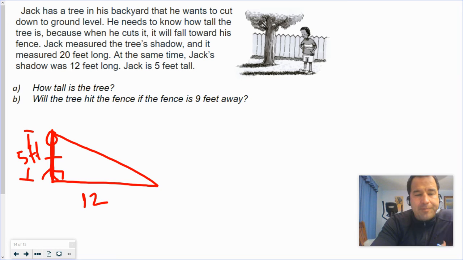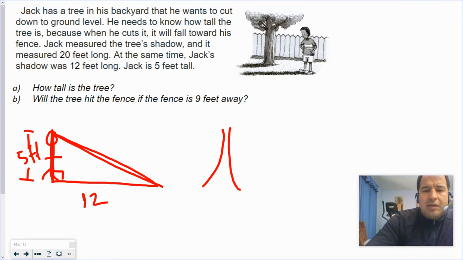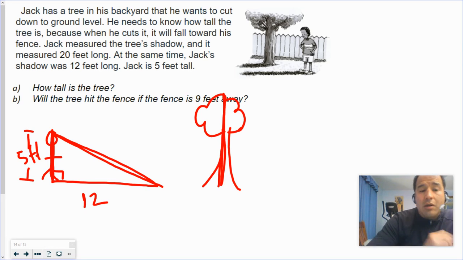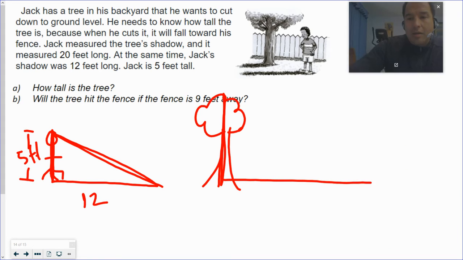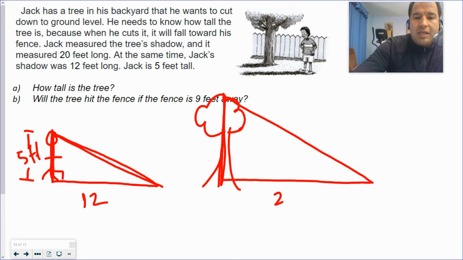Now, here's the thing. At this point, do we really need to know that? Are we looking for that information there? Not necessarily. Let's go for the tree. Here's the tree. Beautiful tree. And the tree, we don't know how tall the tree is, but we know the shadow of the tree. Shadow of the tree is 20 feet long. So the question is, how tall is the tree?